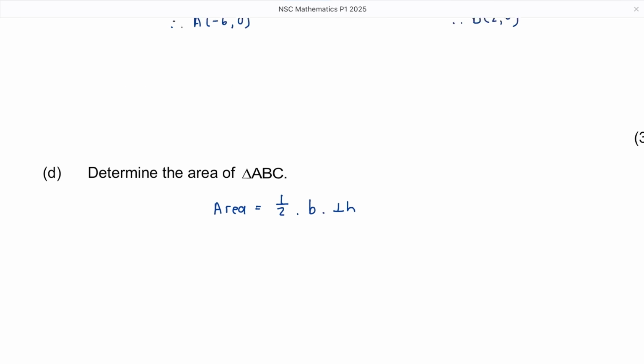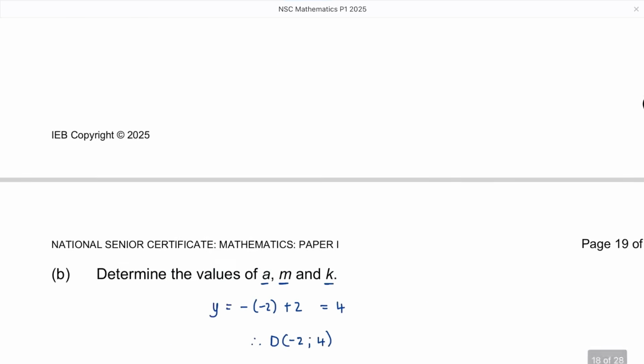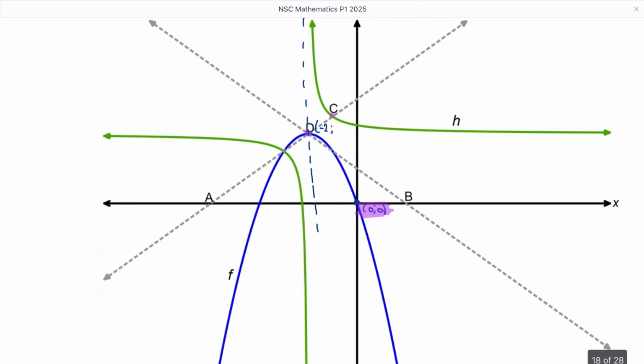And then the last question asks us to determine the area of triangle ABC. So we know the area formula for a triangle equals a half times the base times the perpendicular height. So let's go and look at our diagram. I'm going to highlight this in a different color. So triangle A, B, C.